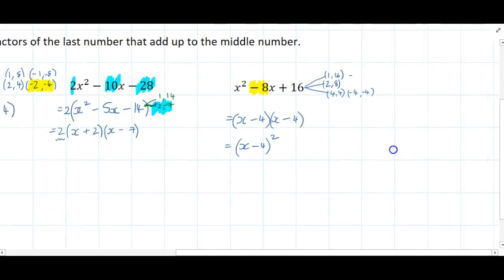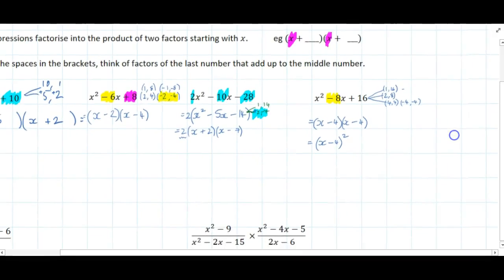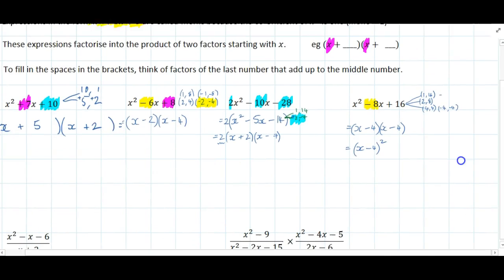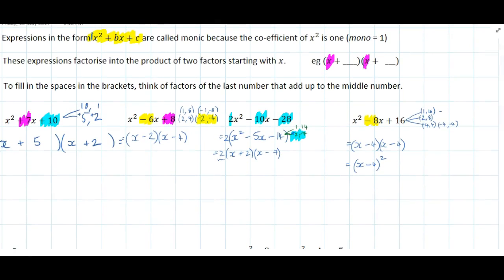So that is how you factorise quadratic monic trinomials. I'm going to stop this video now, have a go at some questions, and then we're going to come back and do the bigger ones next.